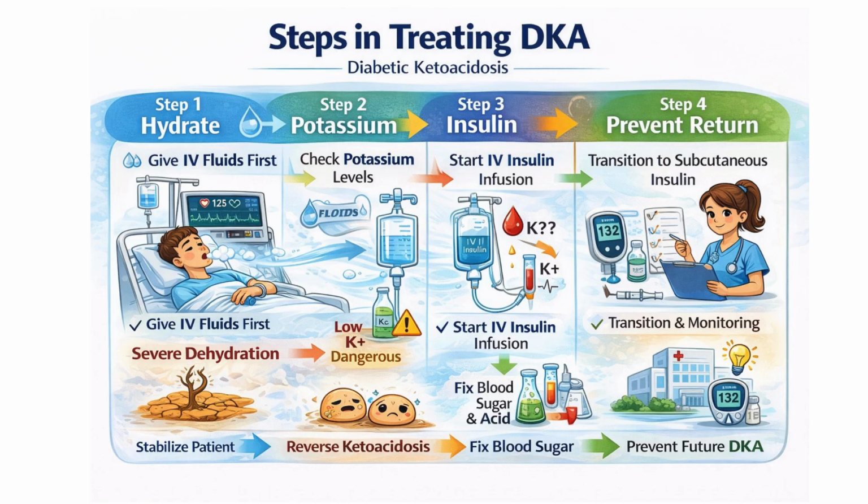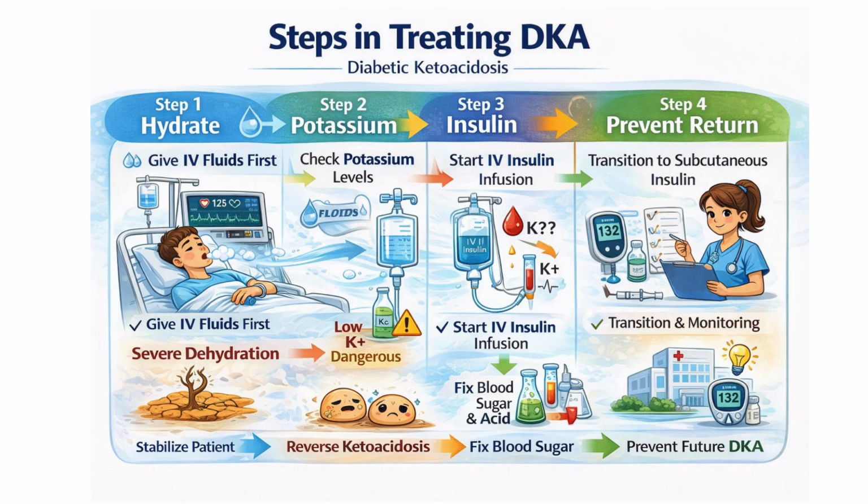Insulin is given through an intravenous infusion. Insulin allows sugar to move out of the blood and into the cells. Insulin also stops the body from breaking down fat. When fat breakdown stops, ketone production decreases. As ketones decrease, the acid level in the blood begins to improve.